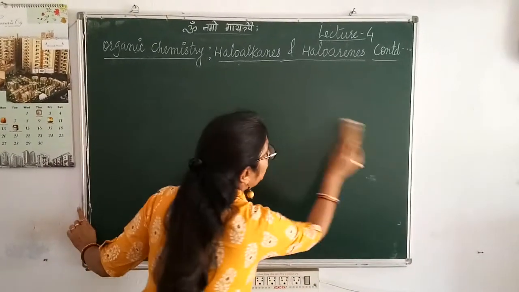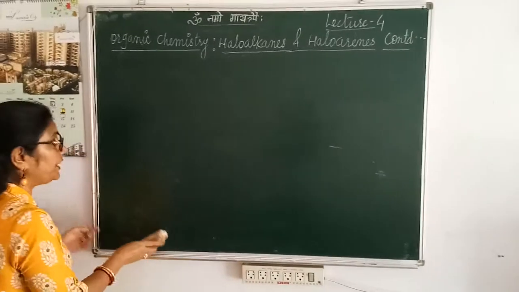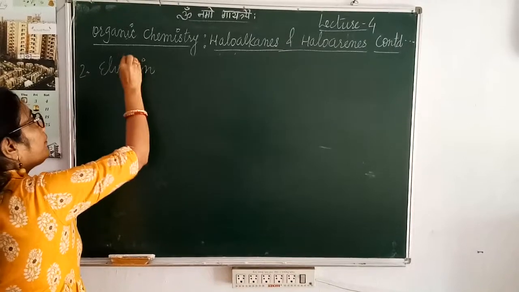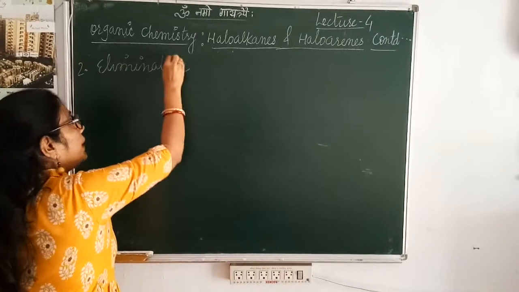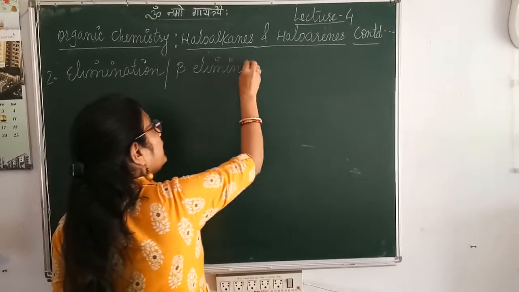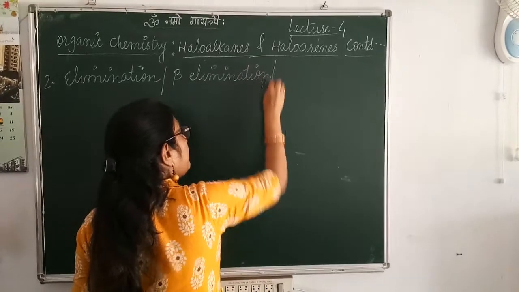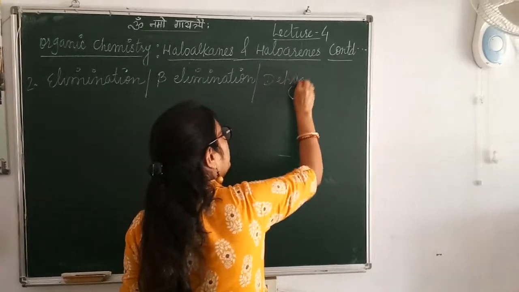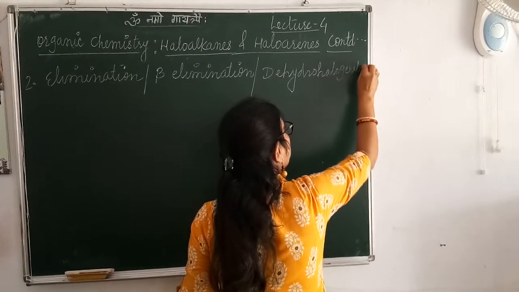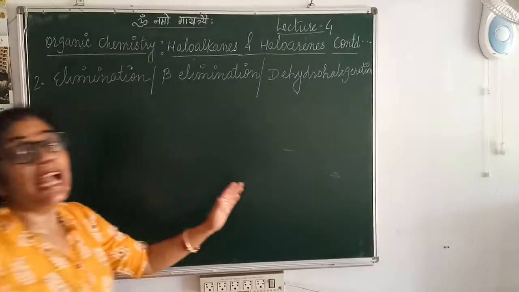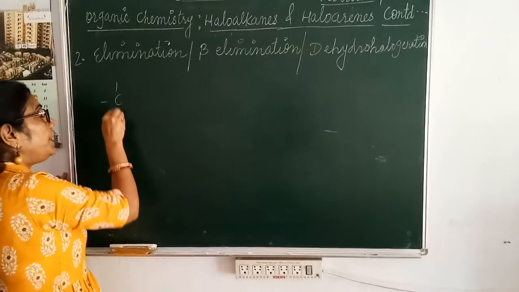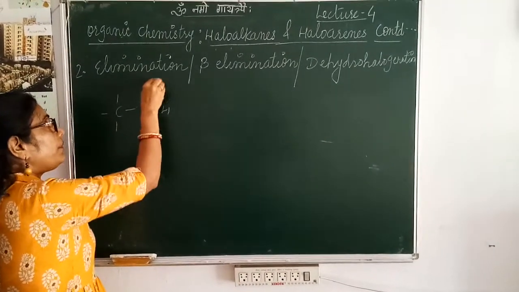So after nucleophilic substitution reactions, next we have elimination. This elimination is also known as beta elimination, and it is also named as dehydrohalogenation. And why is it called dehydrohalogenation, my dear students? Since hydrogen and halogen both are eliminated during this reaction. Let's see with a simple example.